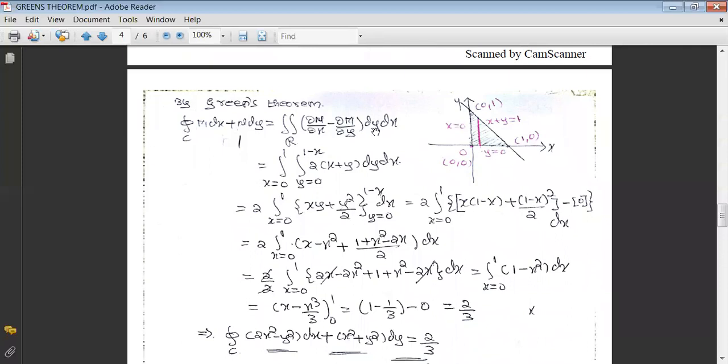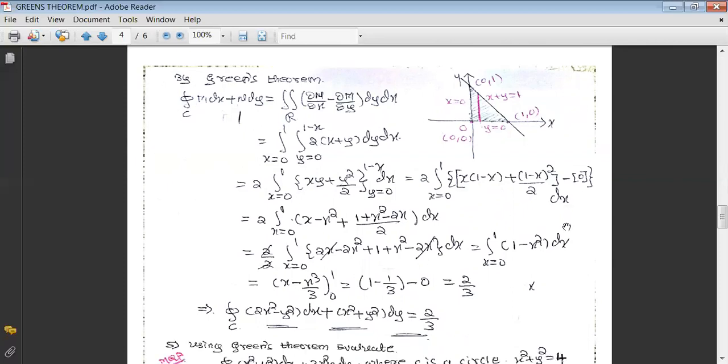Now, if we evaluate this one, 2 is a constant, I'll take it outside. First, let us integrate with respect to y. That is, integration of x with respect to y is xy. Y with respect to y is y square by 2. Take the limit from 0 to 1 minus x. 2 as it is. First let us take the upper limit. It is x into (1 minus x) plus (1 minus x) whole square divided by 2. And with the lower limit, both come to 0. The result has to be integrated with respect to x. 2 as it is, this becomes x minus x square plus (1 plus x square minus 2x) by 2.